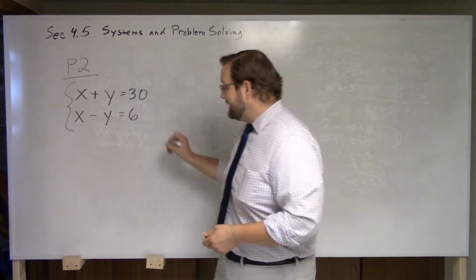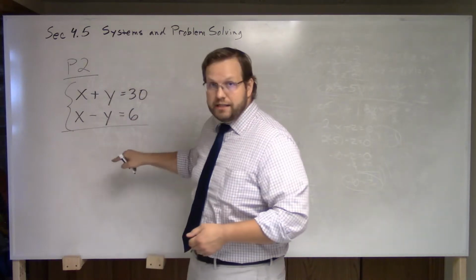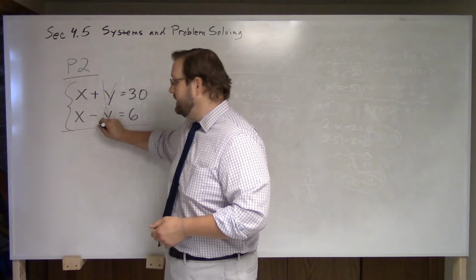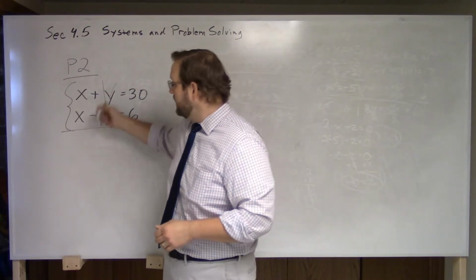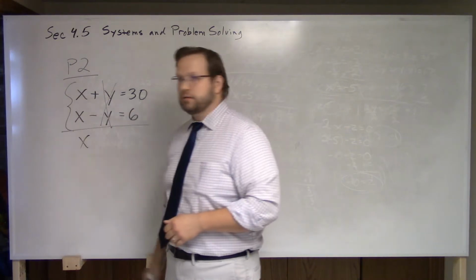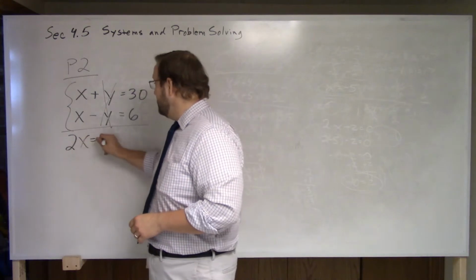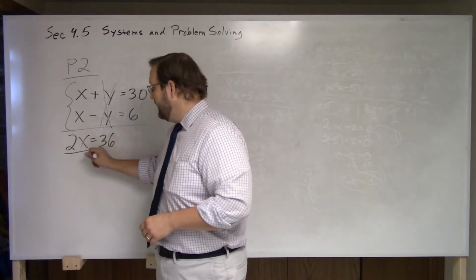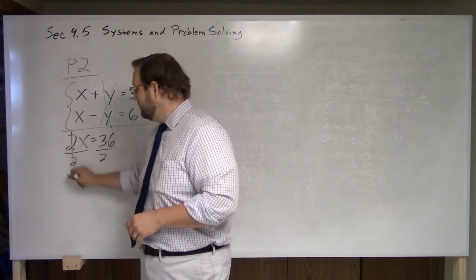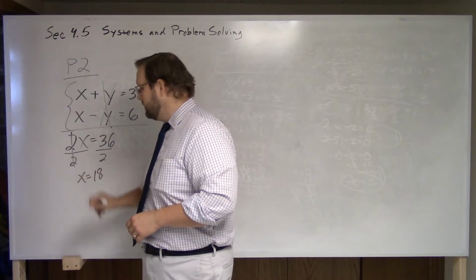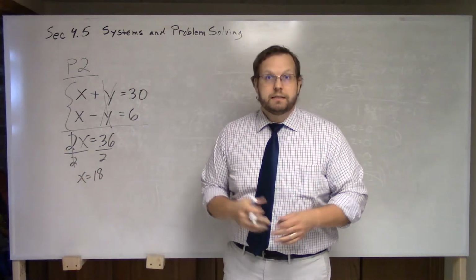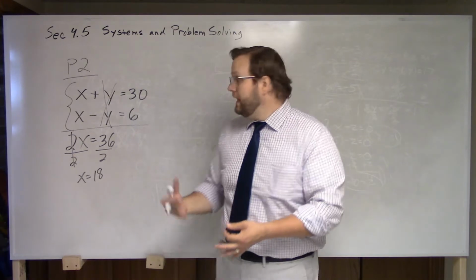So in this case, I'm going to use that addition method because those y's are going to eliminate. Now be careful. I see a lot of people say, oh, x, x, x. They forget to add. There's two x's there. And then we've got 36. I then divide by 2. x is 18.